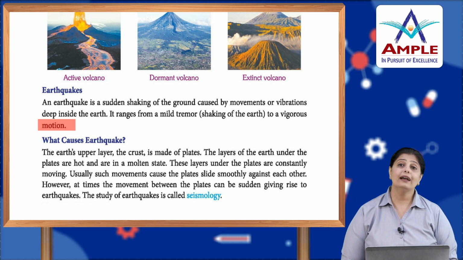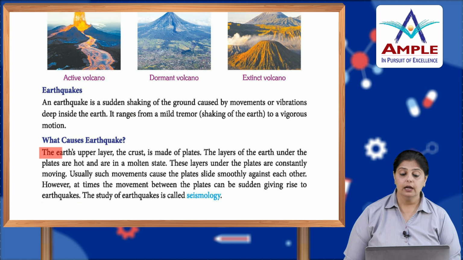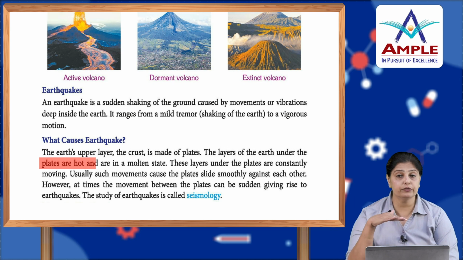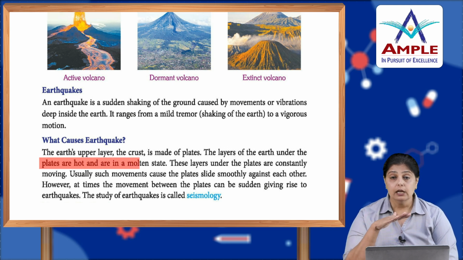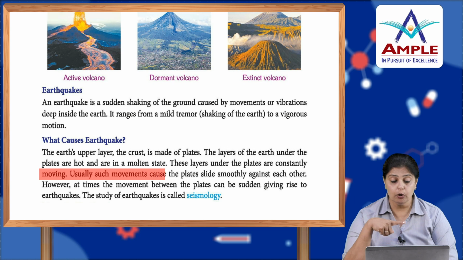Now, what are the reasons for these earthquakes to happen? What causes earthquakes? The upper layer of the earth, which is the crust, is made up of plates. The layer below these plates is hot and in a molten state. These layers under the plates are constantly moving. They are constantly in motion, they keep on moving.